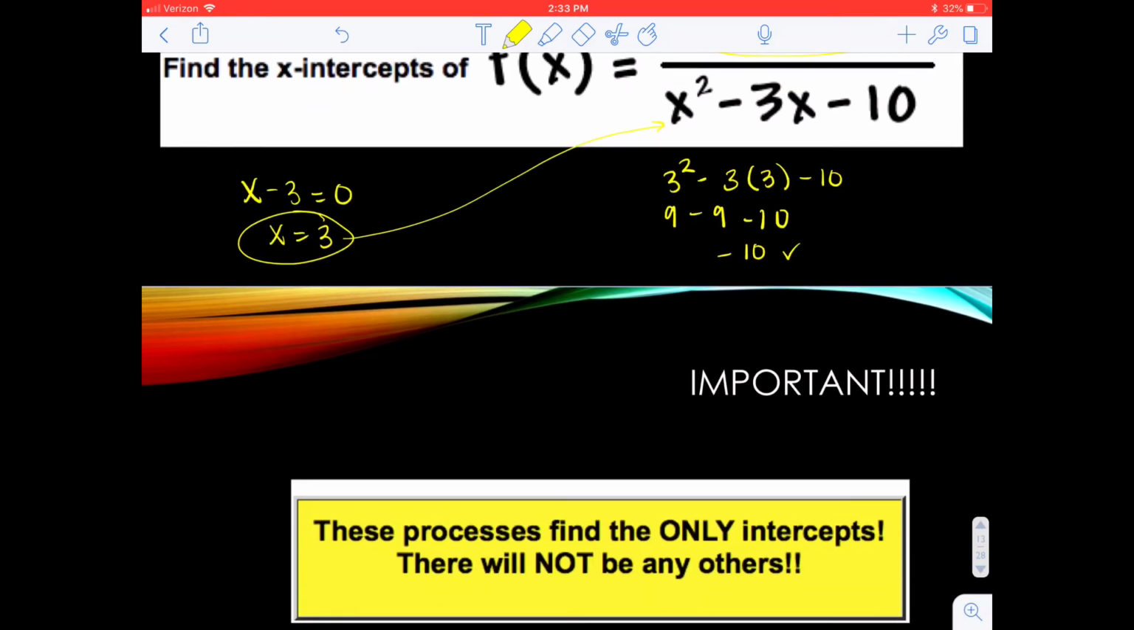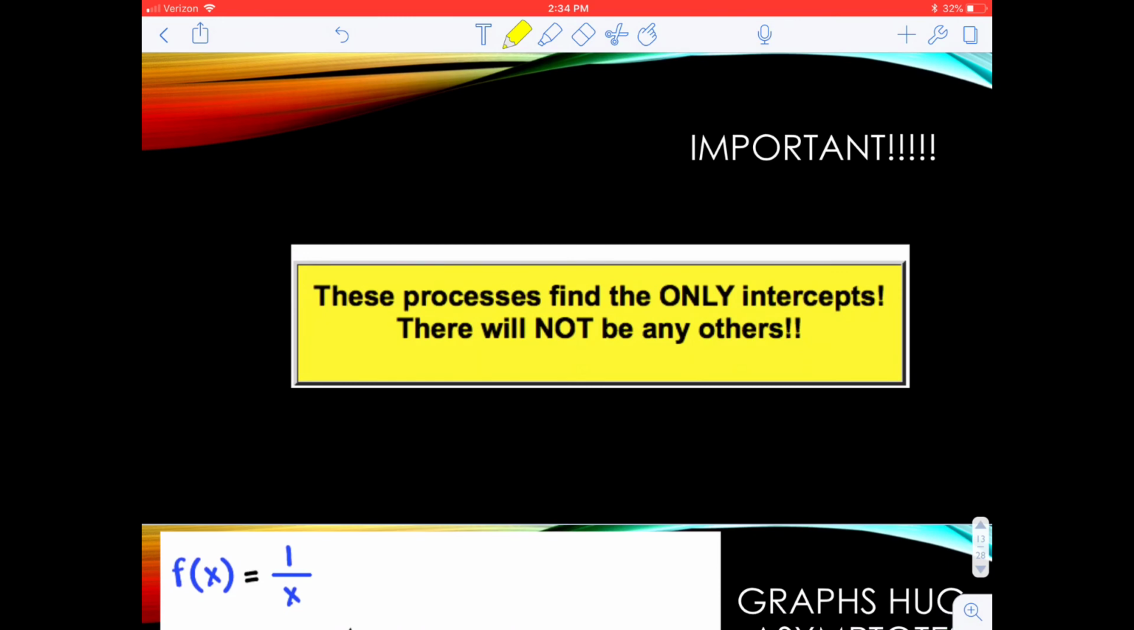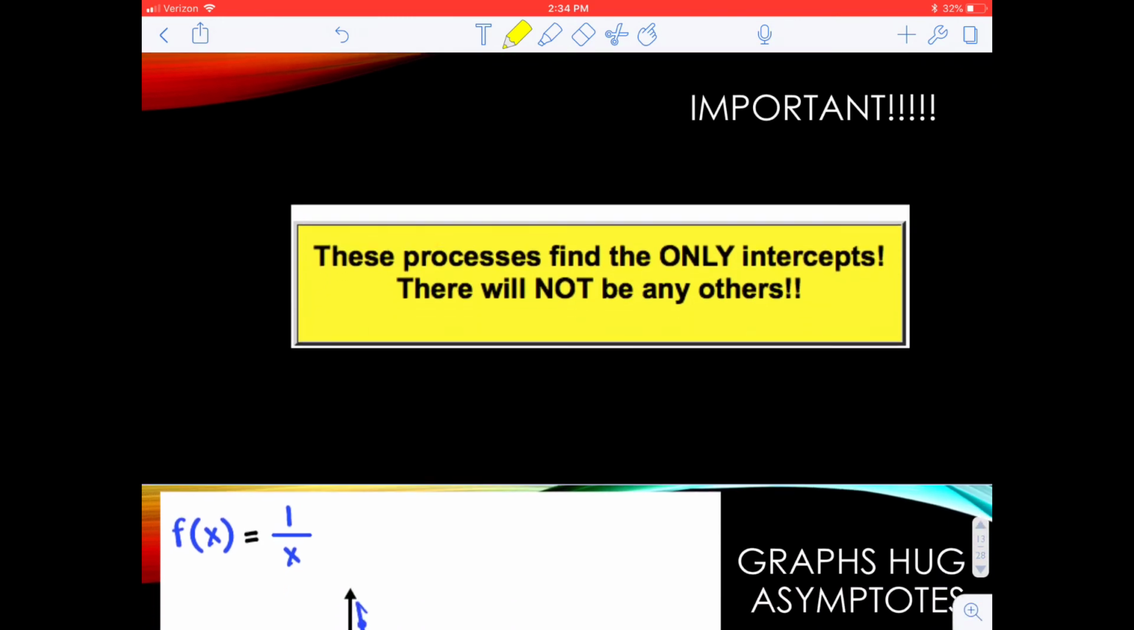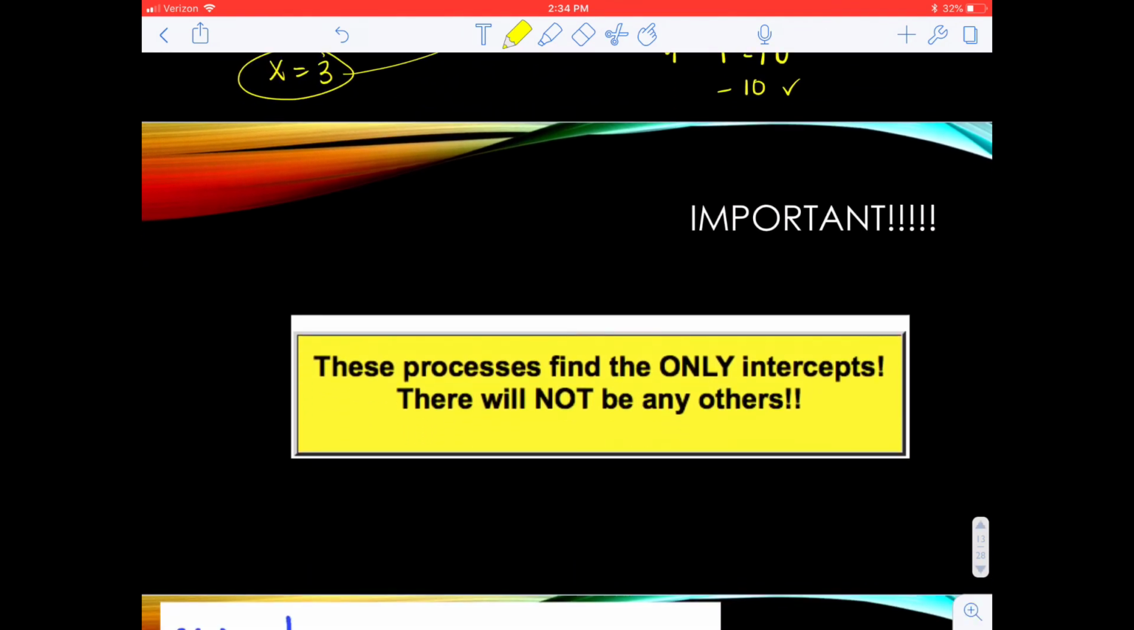Now again, remember these processes will find the only intercepts. There won't be any others. So doing this process will find everything that you need. Okay, so that's step 1 to graphing. This is the end of part 1 video where we have focused on finding x and y intercepts for rational functions. Stay tuned for part 2 to learn further how to graph these functions.